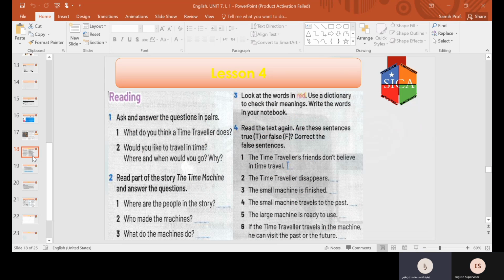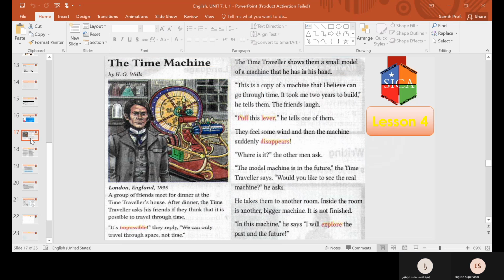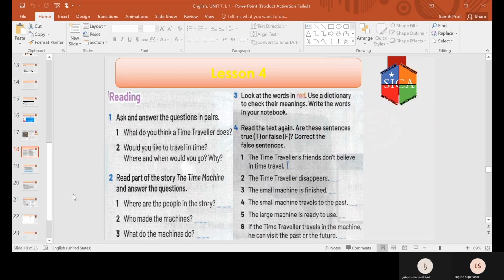Number 5. The large machine is ready to use. False. So which one? Sorry? It's not finished. It doesn't finish. Yes. Great. Number 6. If the time traveler travels in the machine, he can visit the past or the future. True. Thanks a lot.